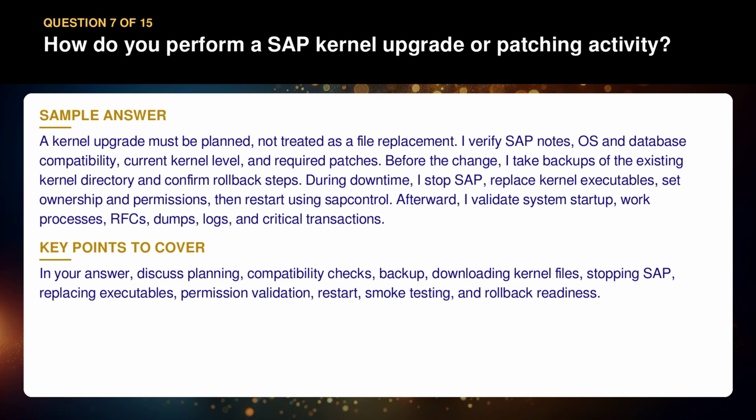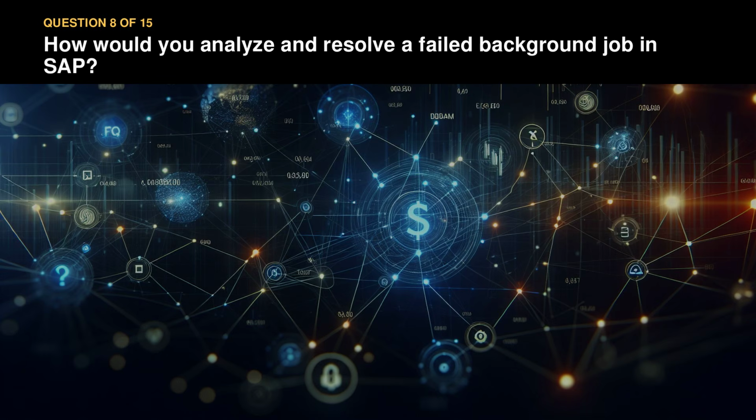In your answer, discuss planning, compatibility checks, backup, downloading kernel files, stopping SAP, replacing executables, permission validation, restart, smoke testing, and rollback readiness. Question 8. How would you analyze and resolve a failed background job in SAP?